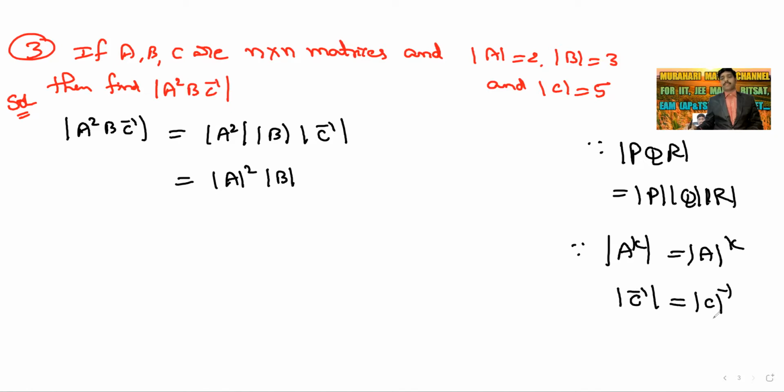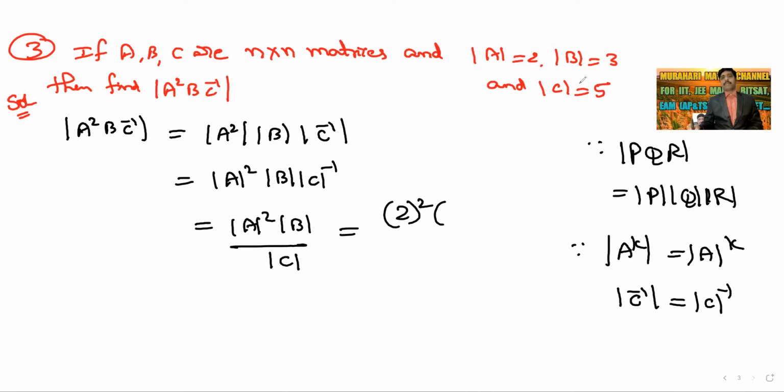The det C is one scalar. Det C whole inverse. It will be det A whole square, det B. So det C is one constant. Constant power minus 1 is 1 by constant. So det A value given is 2 square, det B value given is 3 by 5. It will be 4 times 3 is 12 by 5. So the answer is 12 by 5.